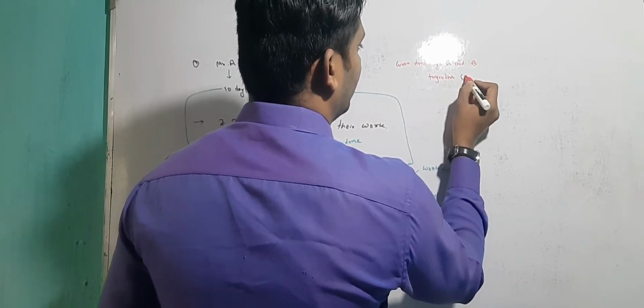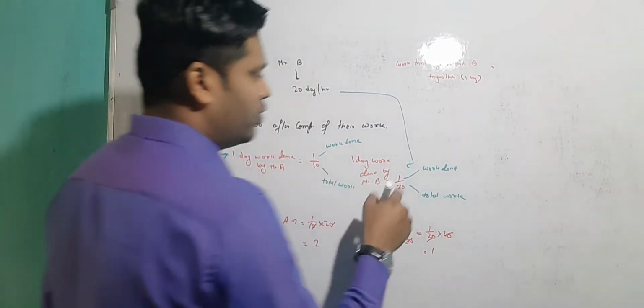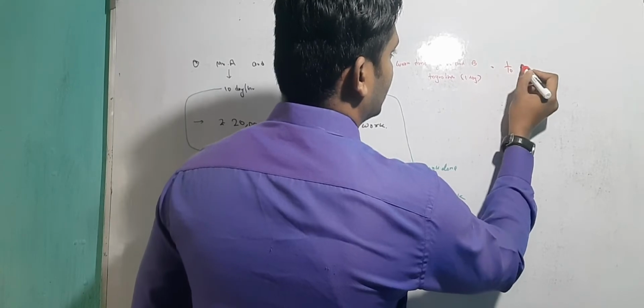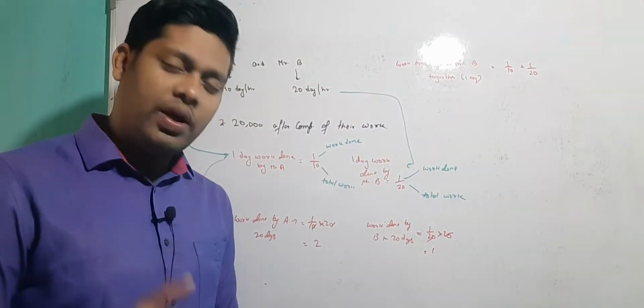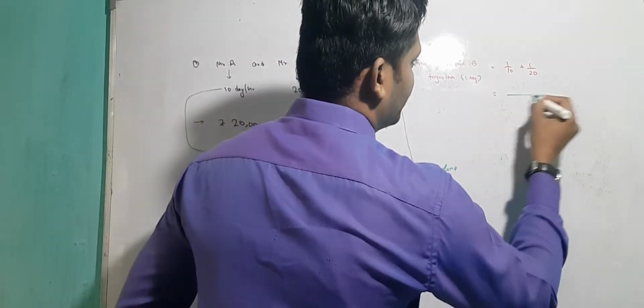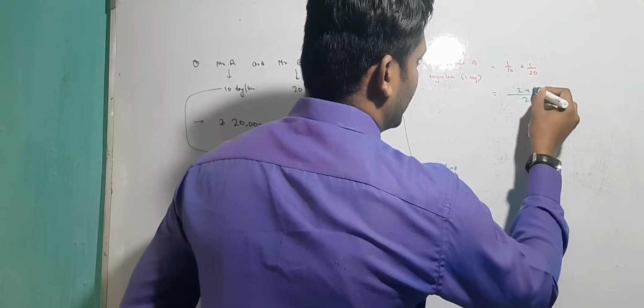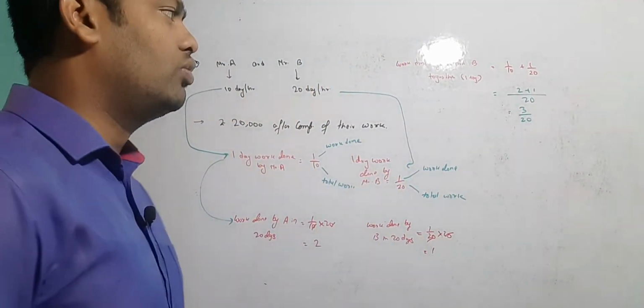Okay, so 1 day work will be how much? 1 by 10, and here 1 by 20. So 1 by 10 plus 1 by 20. This will be the work which is done by A and B together in 1 day. So LCM is how much? Again 20. So here 2 plus 1. So it will be 3 by 20. Means of 20 parts of the work, only 3 parts have been done.